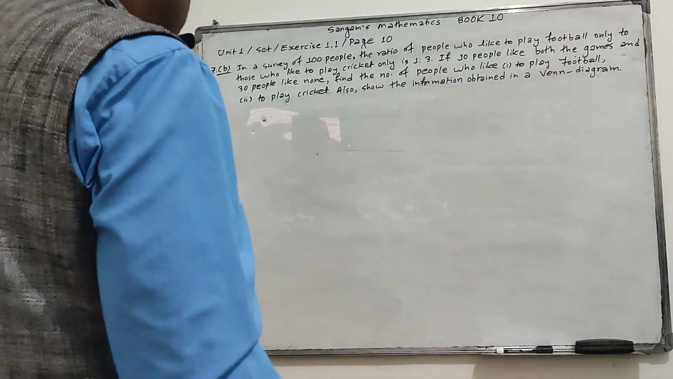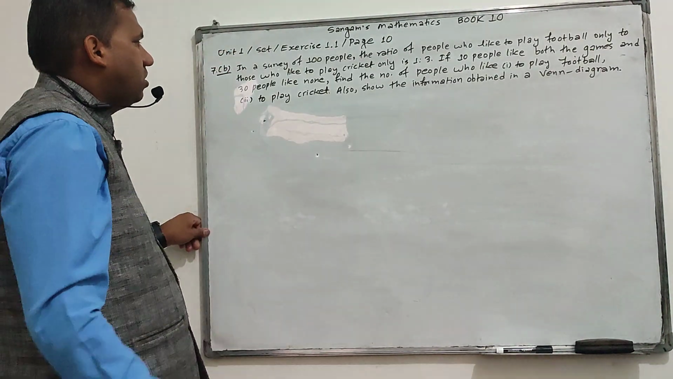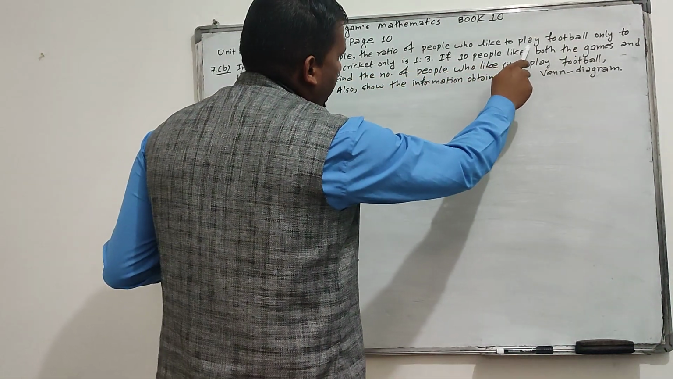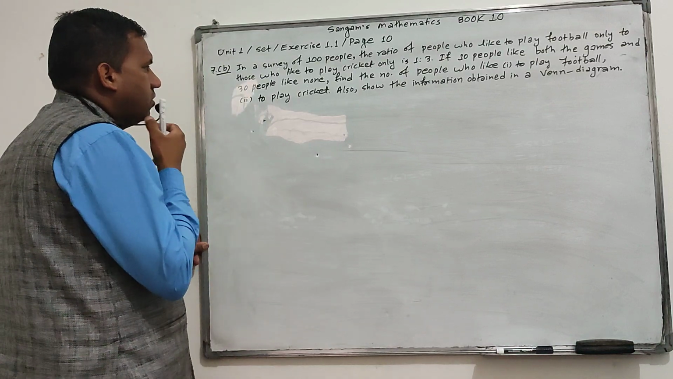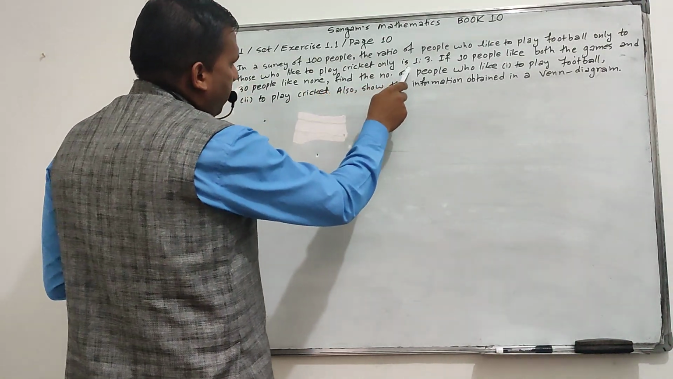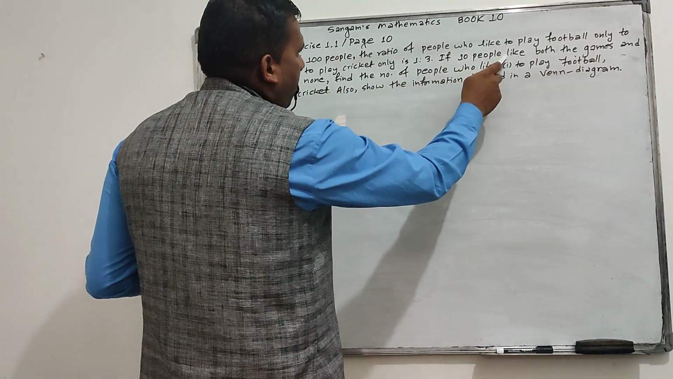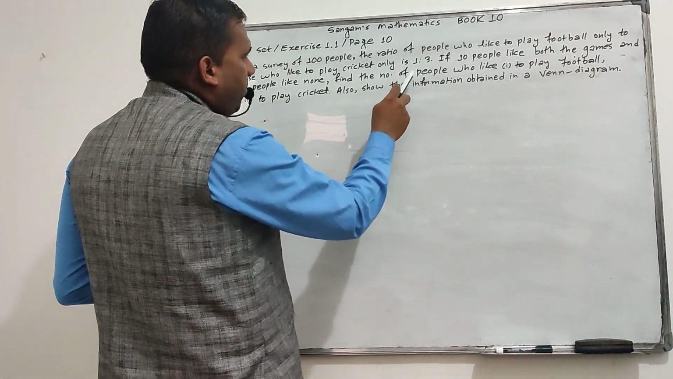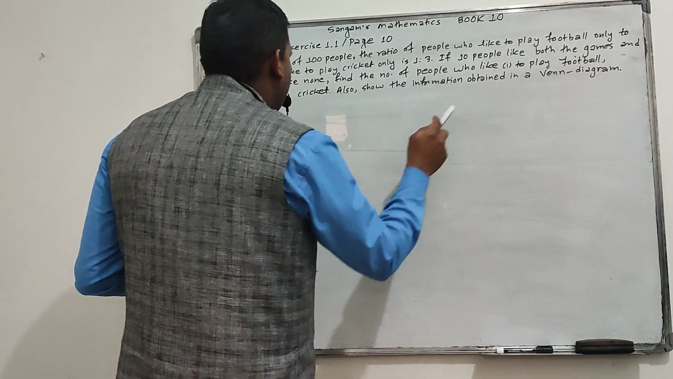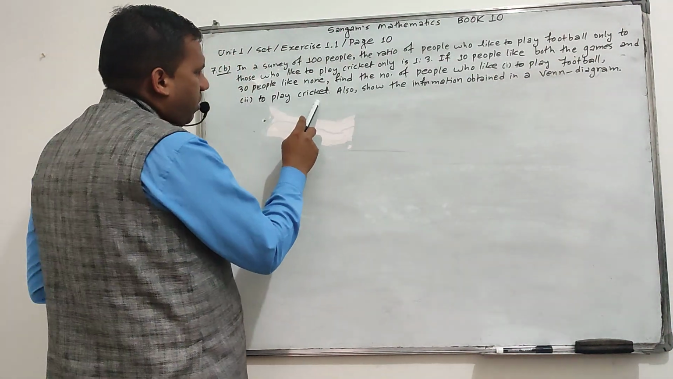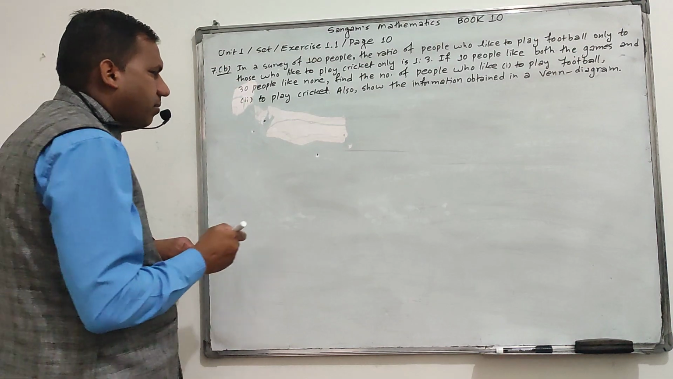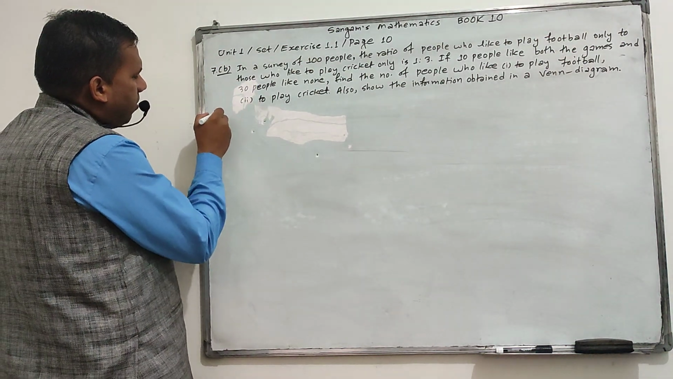Now we go to the next question, 7b. The question is, in a survey of 100 people, the ratio of people who like to play football only to those who like to play cricket only is 1:3. If 10 people like both the games and 30 people like none, find the number of people who like 1, to play football, 2, to play cricket. Also show the information obtained in a Venn diagram. Let's do its solution.